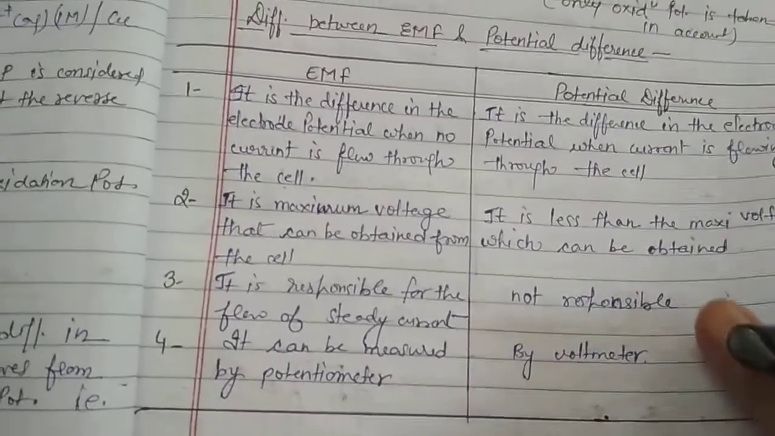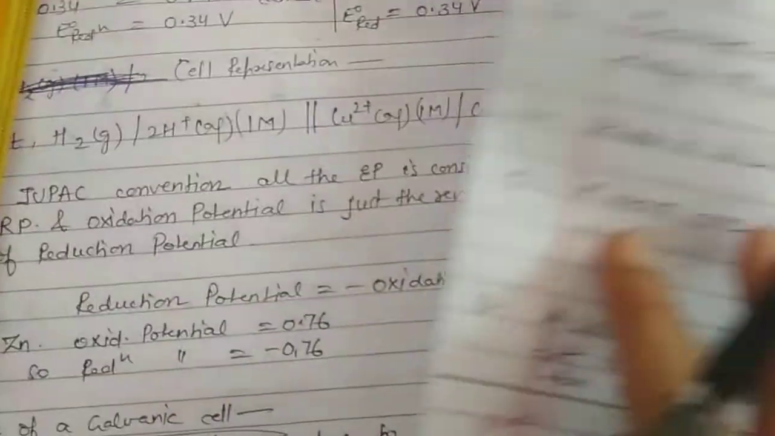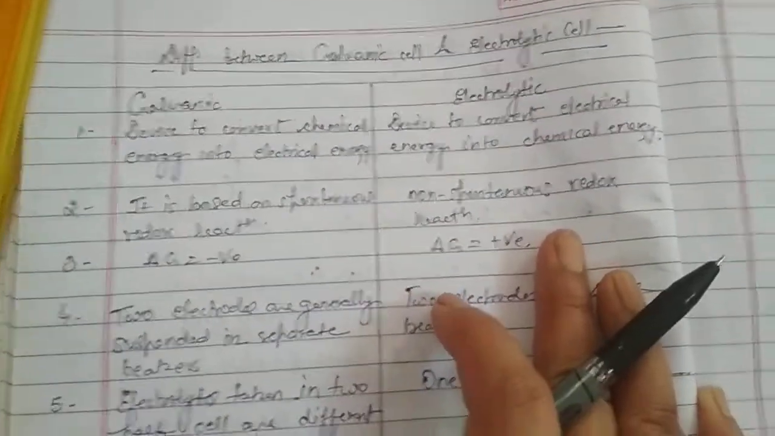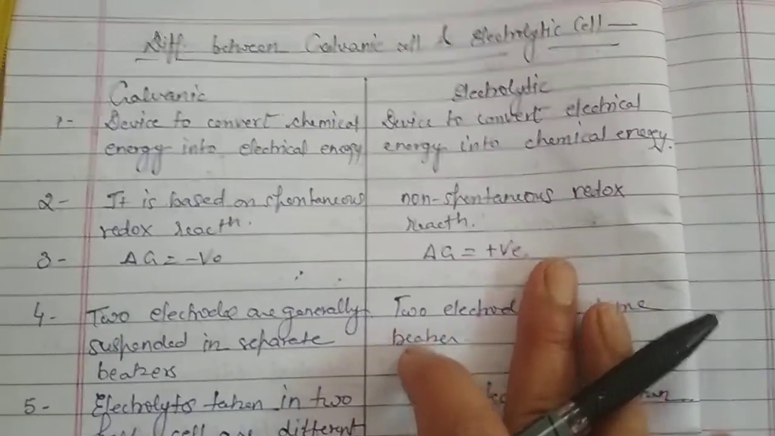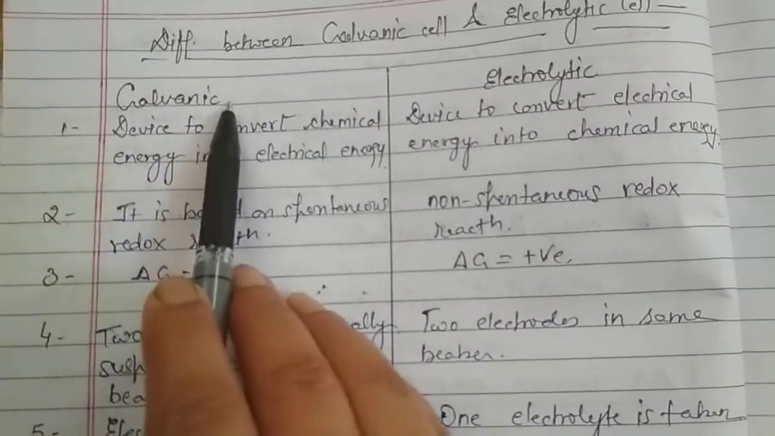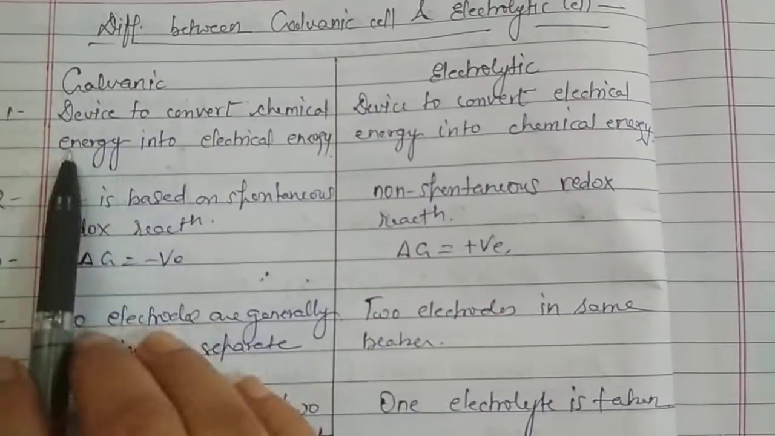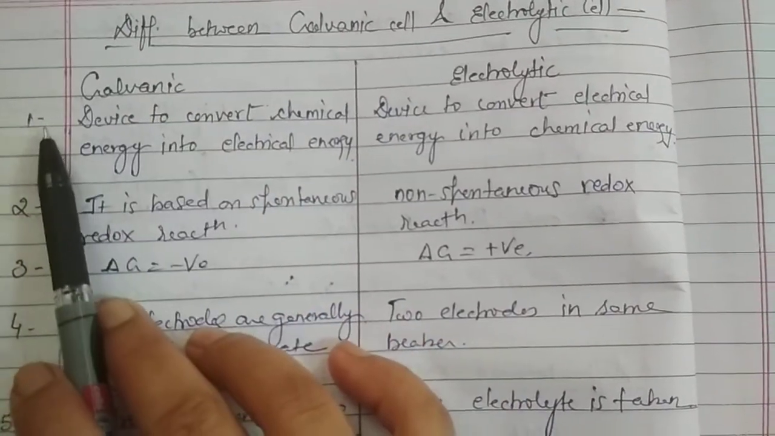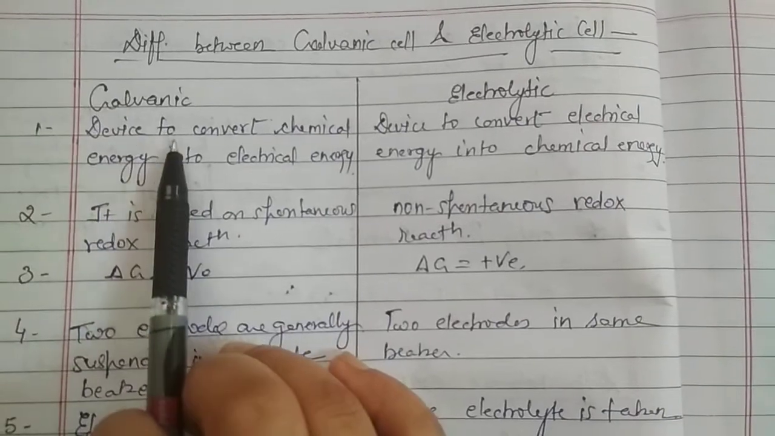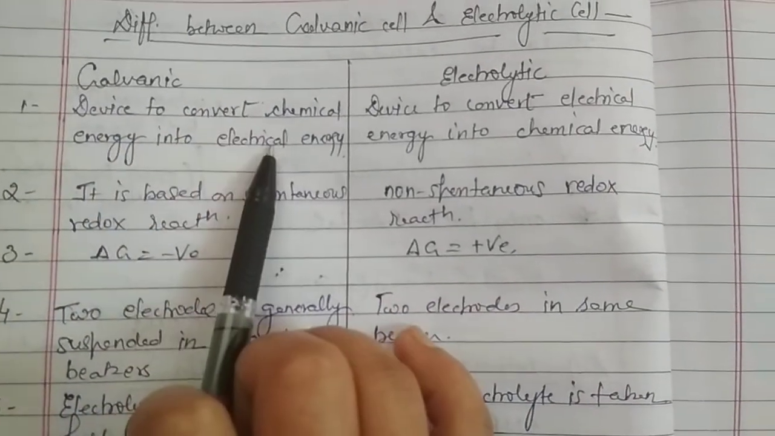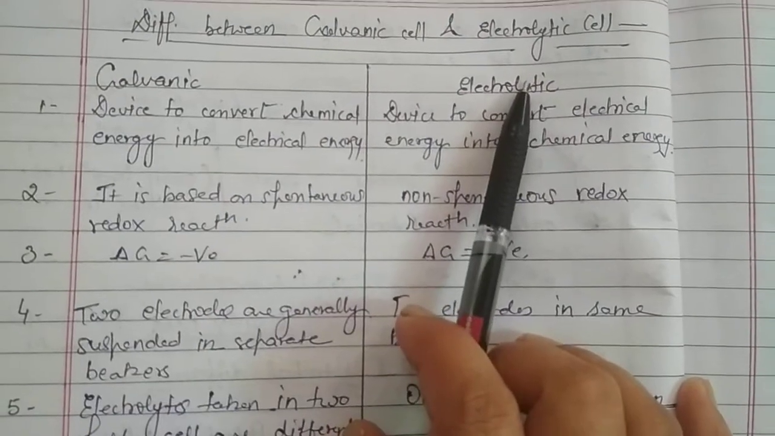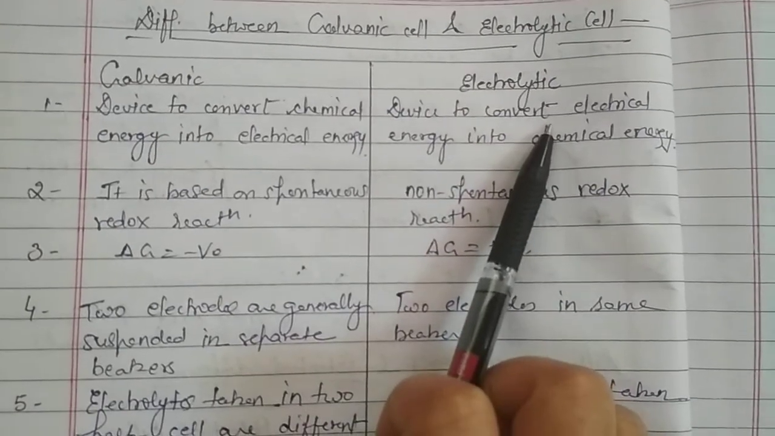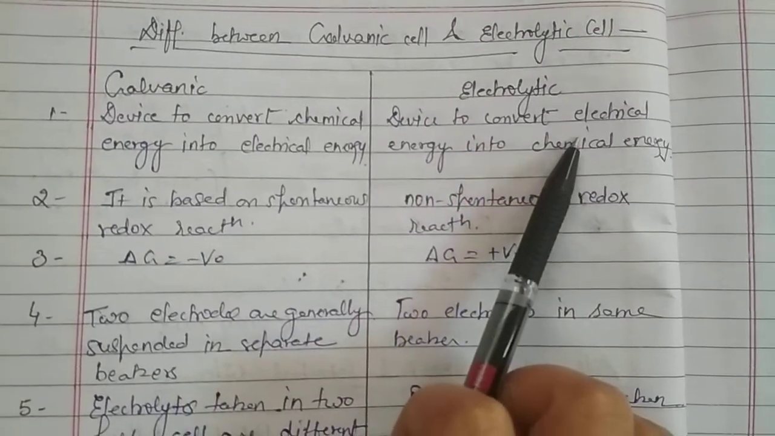Now we have discussed the electrolytic cell and galvanic cell completely. So let's see the difference between the galvanic cell and the electrolytic cell. As we have discussed, a galvanic cell is a device in which we convert chemical energy into electrical energy, as in the zinc copper voltaic cell. While in an electrolytic cell the device converts electrical energy into chemical energy, meaning we have to provide electricity to convert that energy into chemical energy.